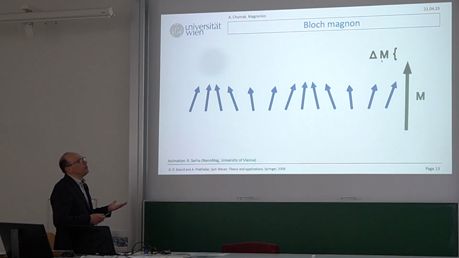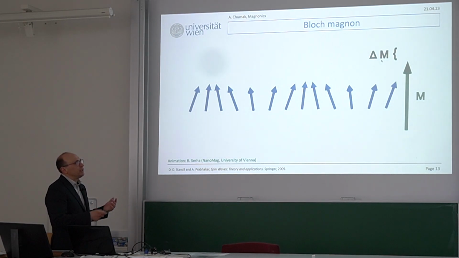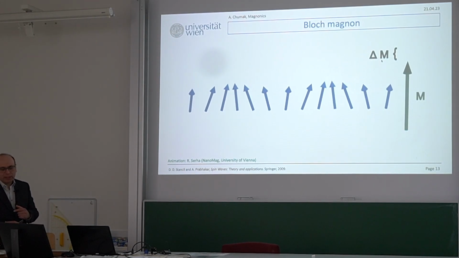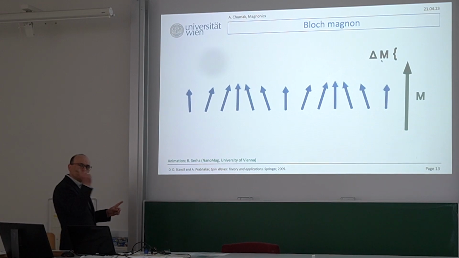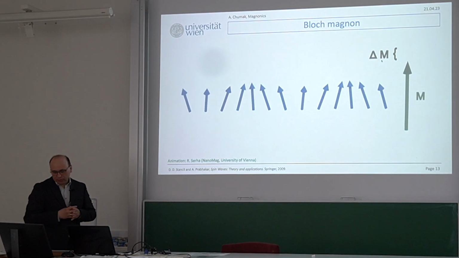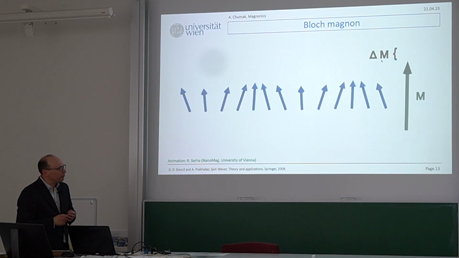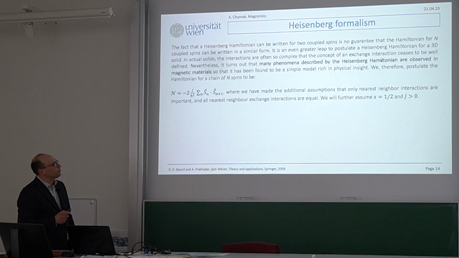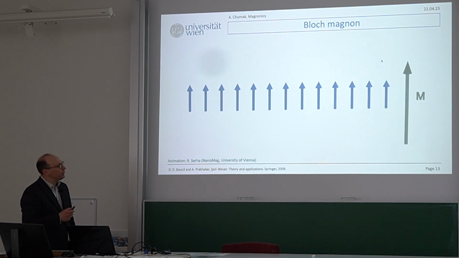The last thing we have to keep in mind, of course, is that this delta M, the magnetization, cannot stay like this, because we have the Landau-Lifshitz equation. It means that as long as you have some angle, there should be precession. So there will be magnetization precession, and that's the magnon as we describe it. Good. Other questions on this?